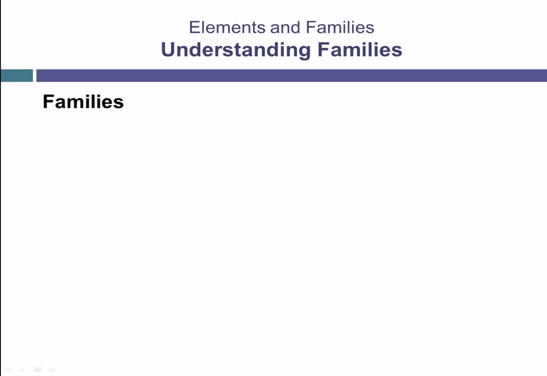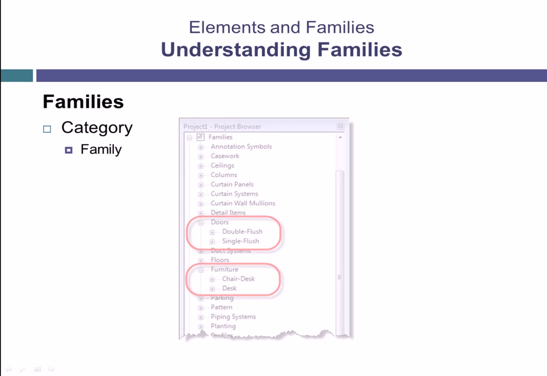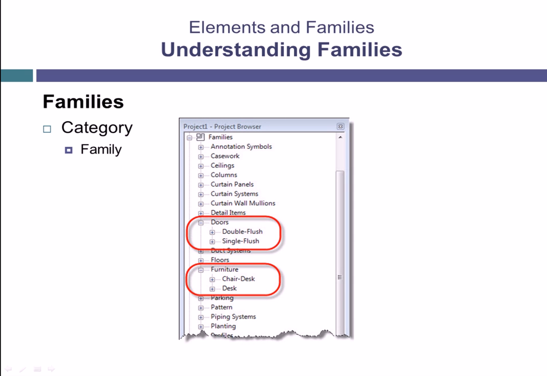There can be many families within a given category. For example, if you expand the Doors category, you can see several door families, such as double flush and single flush. Each represents a specific kind of door with unique characteristics. If you expand the Furniture category, you can see several kinds of furniture, such as desks and chairs. Each is a unique family.